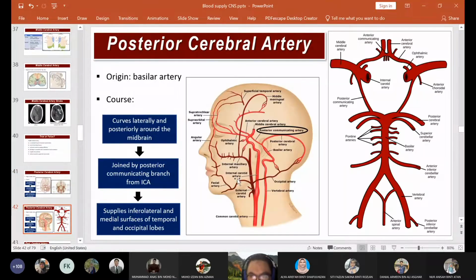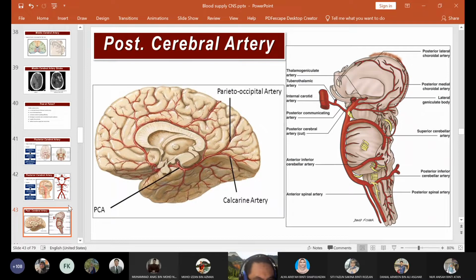Let's have a look at another picture here. The posterior cerebral artery curves, and the posterior communicating artery is here. Again, this curves backward. This is another nice picture. Oh, this one is not for that. This is for the cerebellum. I picked the wrong picture, but you can cut it later. This is the posterior communicating artery, joined by.